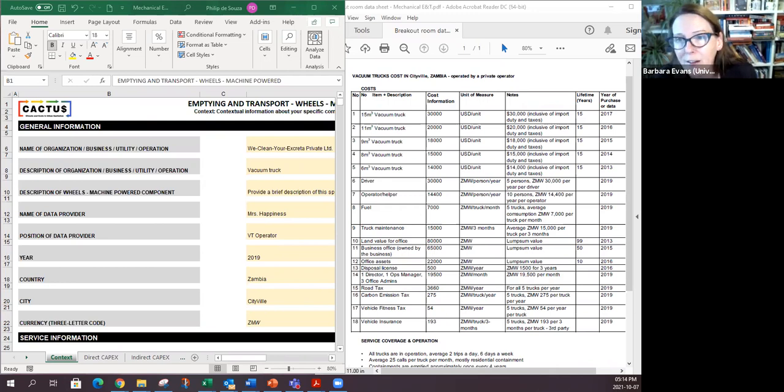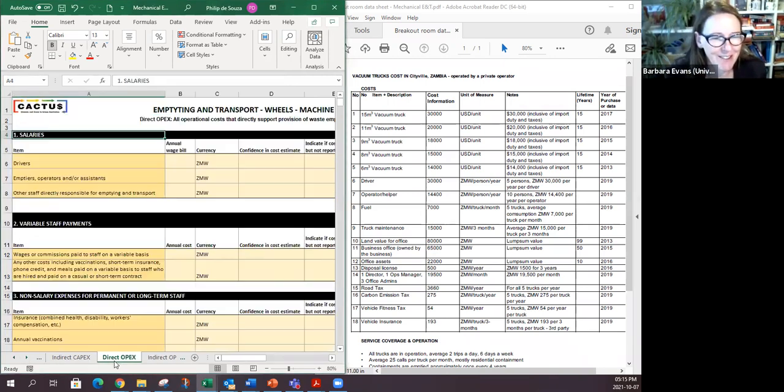So if there isn't a cell in the workbook that says regulatory costs, then you know that that's something that isn't included. That's the theory anyway. It's a balance between making it flexible and making it comprehensible. I have to say, it's not trivial as an exercise.